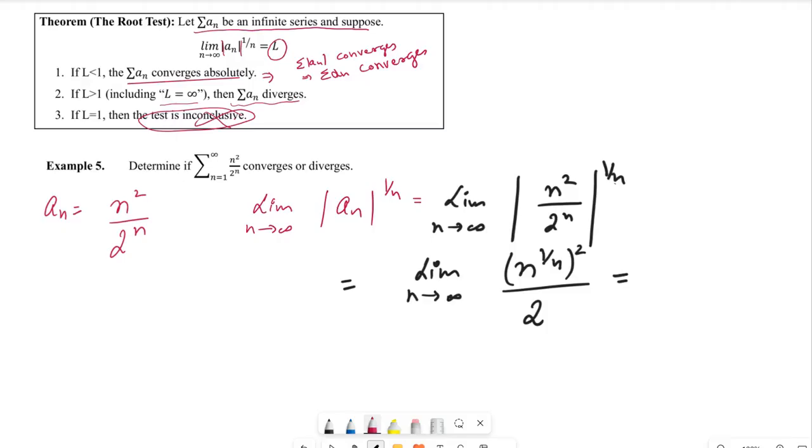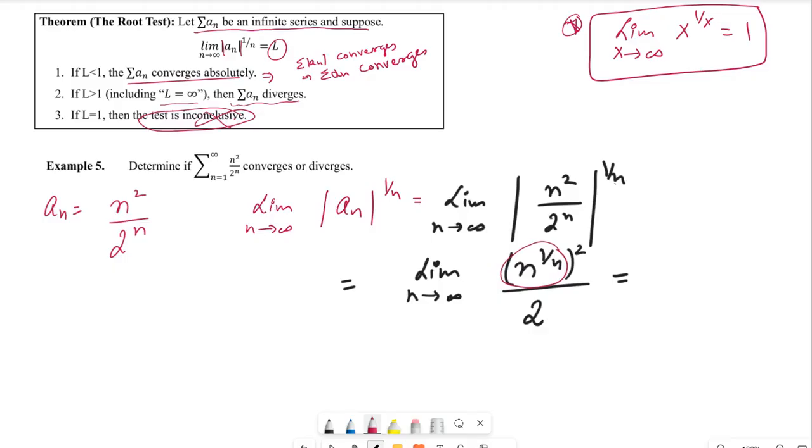Now, there is an important limit we learn in calculus. It says the limit as x approaches infinity of x to the power 1 by x is equal to 1. Please remember that. This is used a lot in the root test. So the limit as n approaches infinity, n to the power 1 by n will approach 1, using that, divided by 2, which is 1 by 2. We found the limit. Now we check, is this limit less than 1, more than 1, or equal to 1? Clearly this one is less than 1.